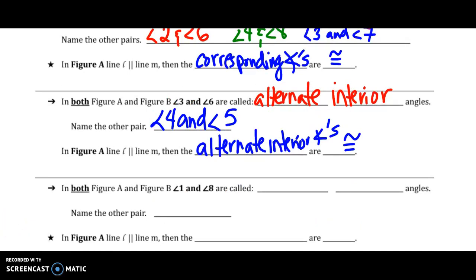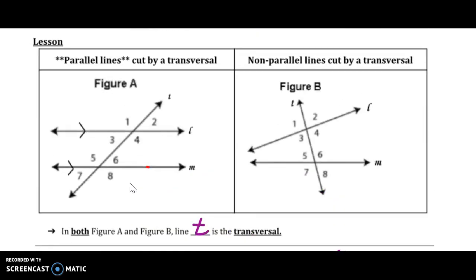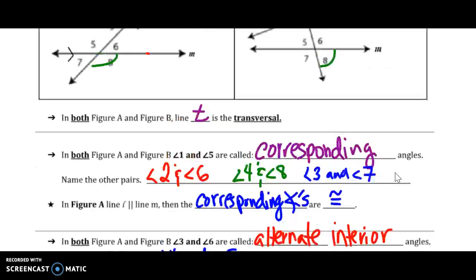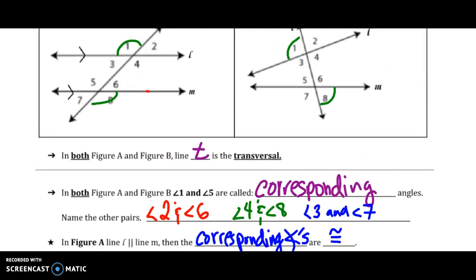The next pair of angles that we're going to talk about are angle 1 and 8. So let's look back at our diagram above. We have angle 1 over here, angle 8. Notice that these are outside of L and M, and they are on alternate sides of T, or opposite sides of T. So these are called alternate exterior angles. Opposite sides of the transversal, outside of those two lines that are intersected. So another pair of angles that are again outside of those two lines and on opposite sides of the transversal are 2 and 7.